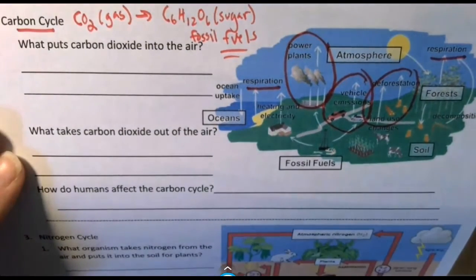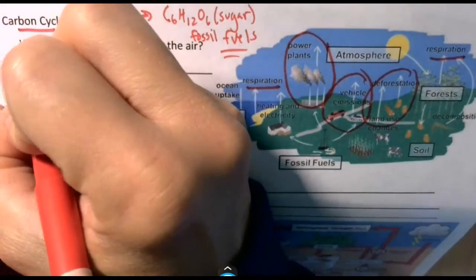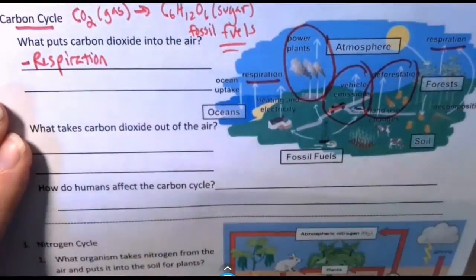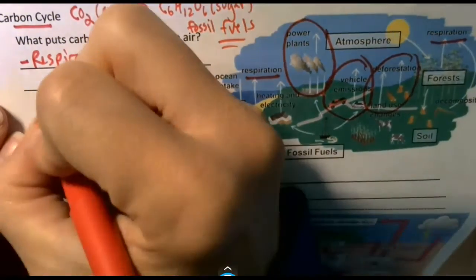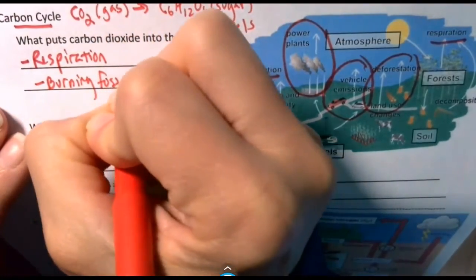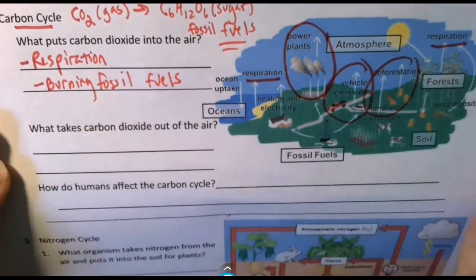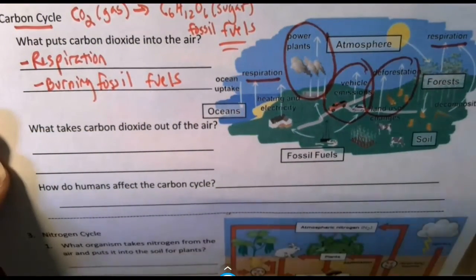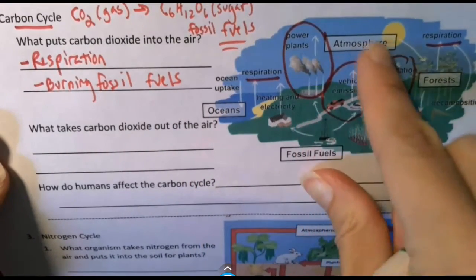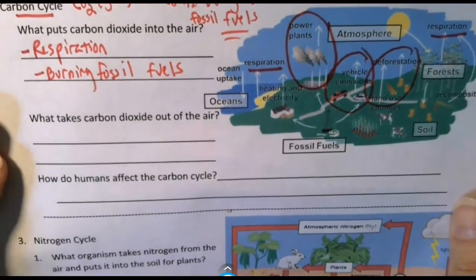So some of these things we can help, and some of these things we can't help. We need to do respiration to breathe and to make sugar, so we can't stop that. But burning fossil fuels also puts carbon dioxide into the air, and we don't necessarily need to burn all those fossil fuels. While we're in quarantine right now, we're reducing the amount of emissions from vehicles, and it's actually making the air a lot cleaner.